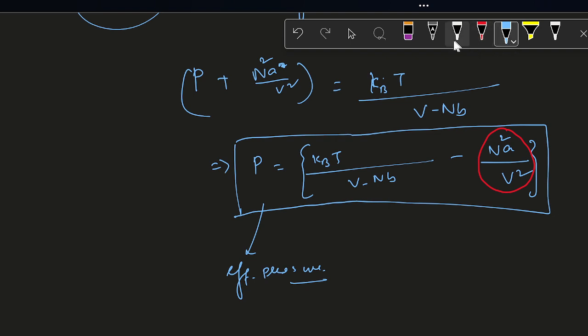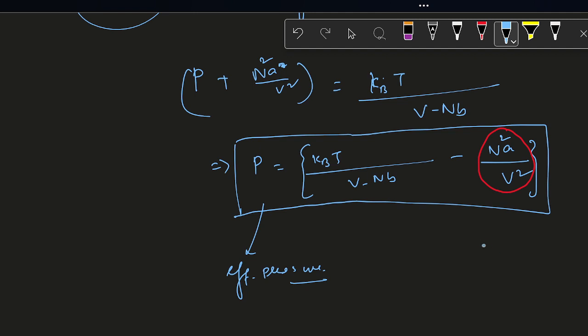Basically, here we have to take into account that in the ideal gas assumption you had assumed that the gas molecules are not interacting with each other, but in the real case the gas molecules do interact with each other. They have some attractive force acting between the molecules, and because of that there will be a reduction of pressure.